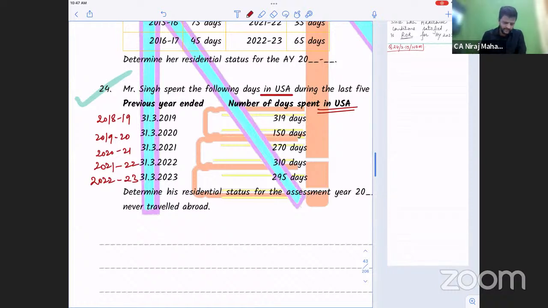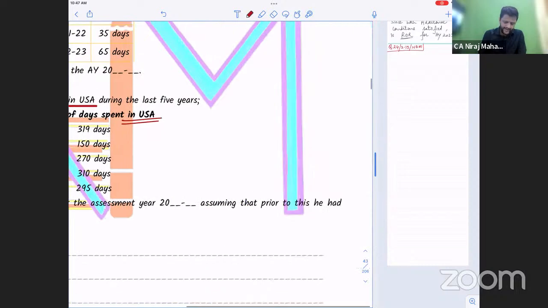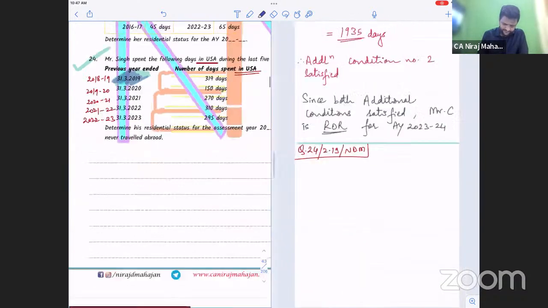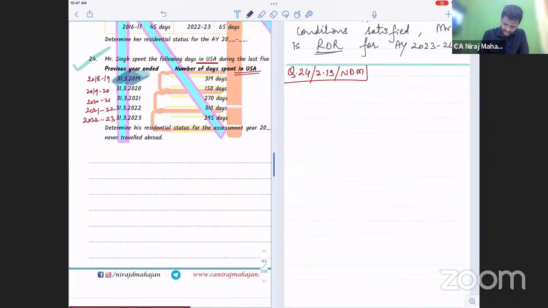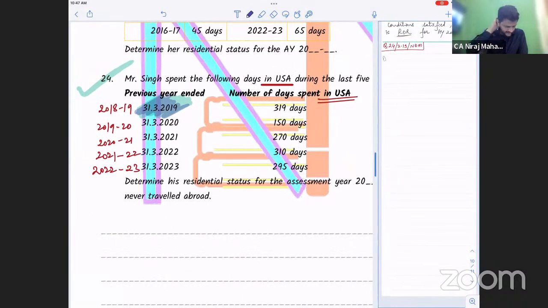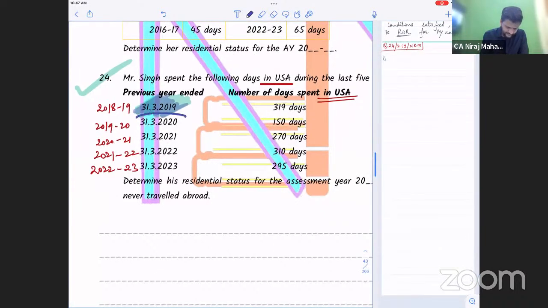They're asking you to determine his residence status for the current year, obviously. Assuming that prior to this, prior to 1920, he had never traveled outside India, that means he was always in India. Clear till here? But they are giving you the number of days spent in USA. So what will you do? Minus, we will get our number of days in India. You are very smart. Very good. Write down. Be careful with leap year. Where are your leap years? 1920 leap year is there. Do we have any other year? No. So be careful there.